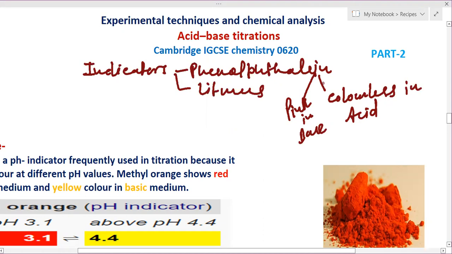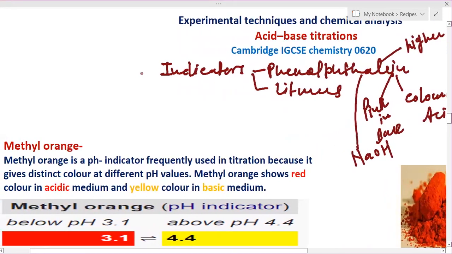Phenolphthalein is used with strong base like NaOH because it gives color change at higher pH. Now we will see how methyl orange gives color change.